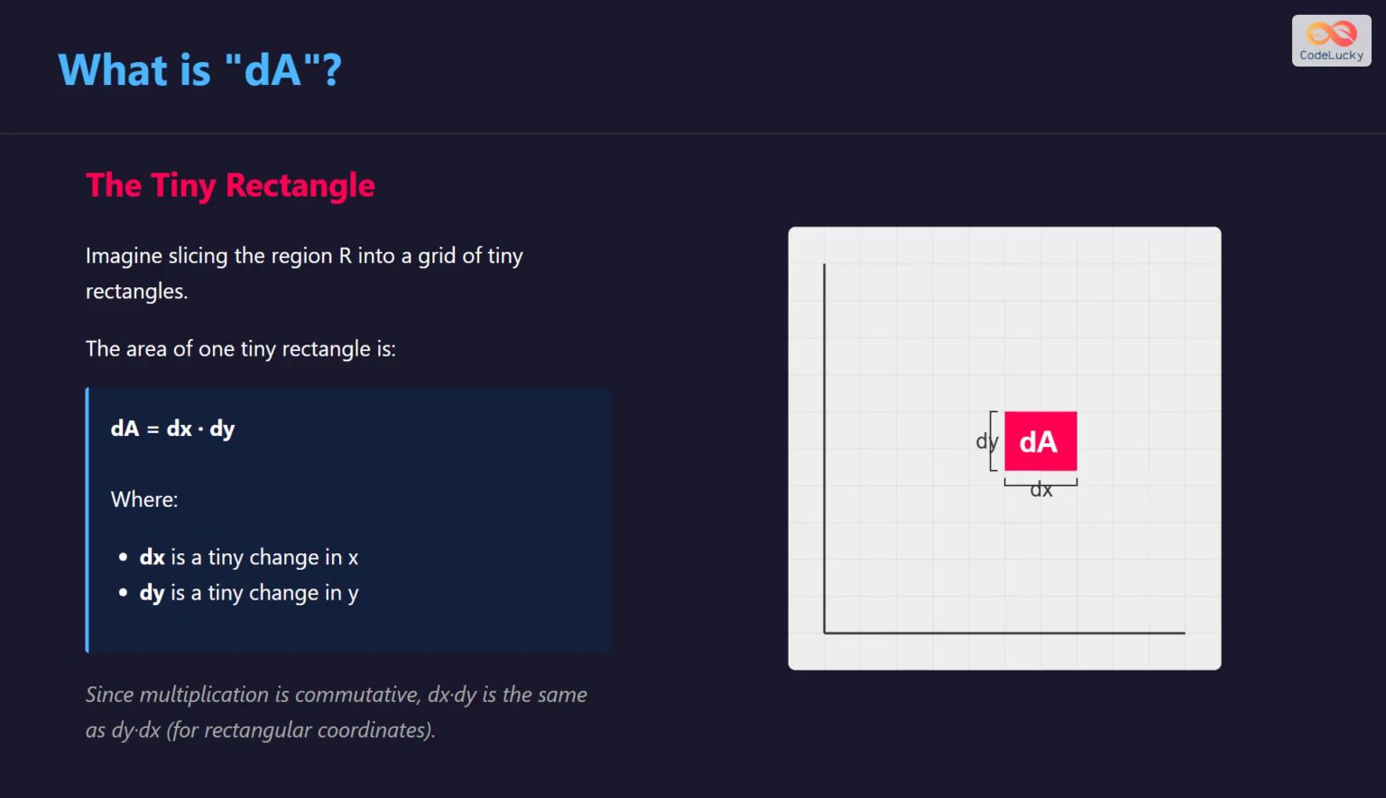Let's zoom in on that dA term. Imagine dividing the floor, or the region R, into a grid. Each little square in that grid has a width dx and a height dy, so the area of that tiny piece is just dx times dy. This is crucial because it turns our abstract dA into variables we can actually work with.